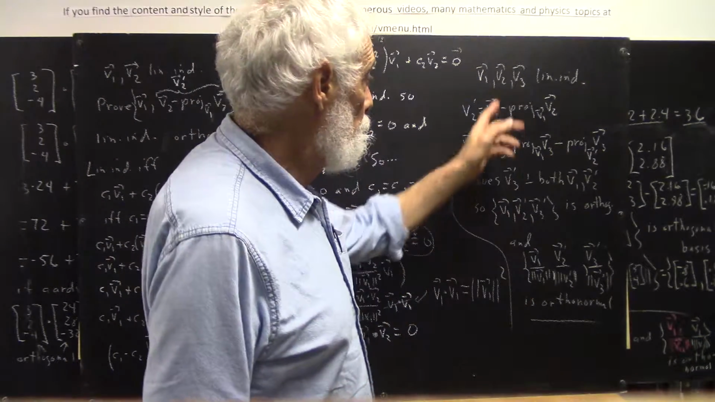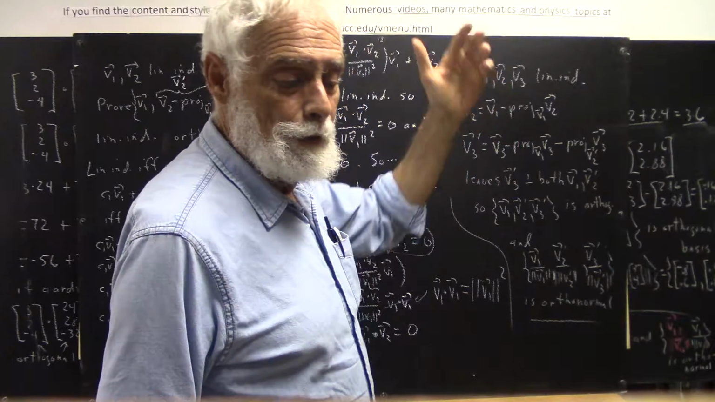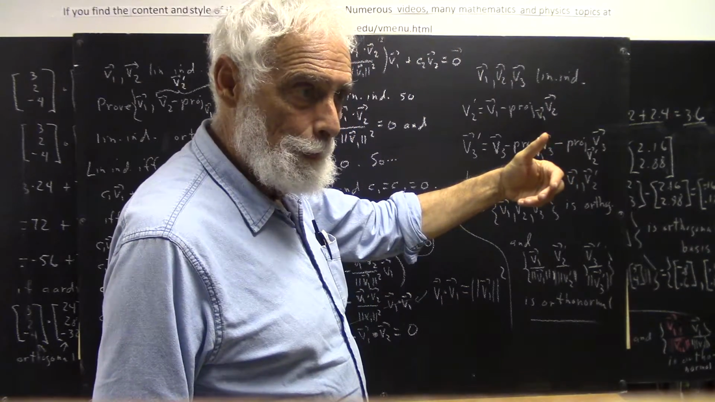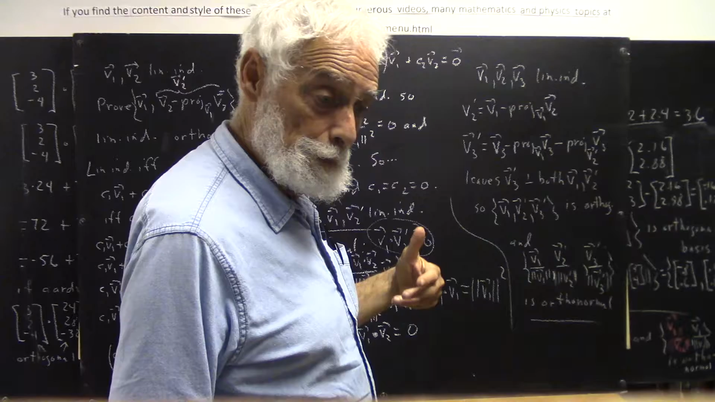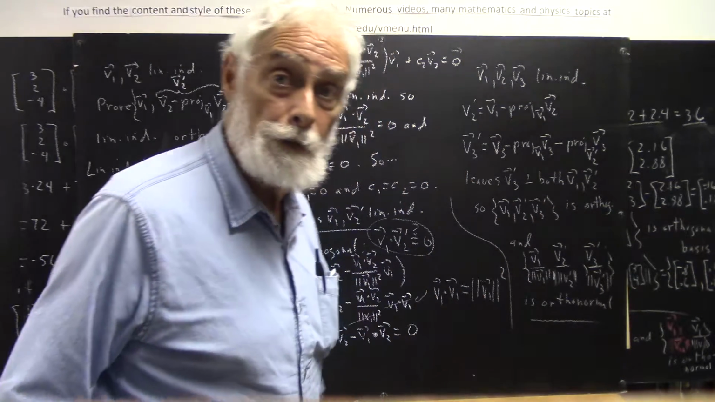And of course, if we went to 4 linearly independent vectors, we would subtract off the parts of each vector that are orthogonal to the previous ones. And we would end up again with an orthogonal set, and we could easily normalize it.